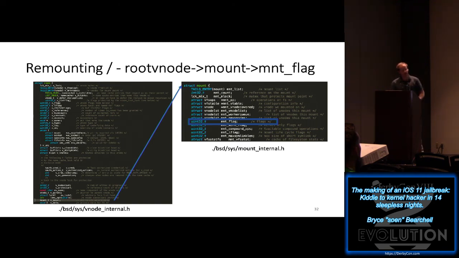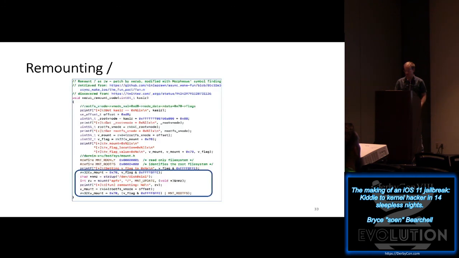So we look at the master vnode inside of the kernel, and then we look in the structure. I do apologize for the tiny text, but there is mount at the very bottom. And where that mount points to, we have a flag. So great. Now we know, all right, if we change the structure, and then we remount it, we'll get root, or we'll get a read-write file system. And that's essentially what we do.